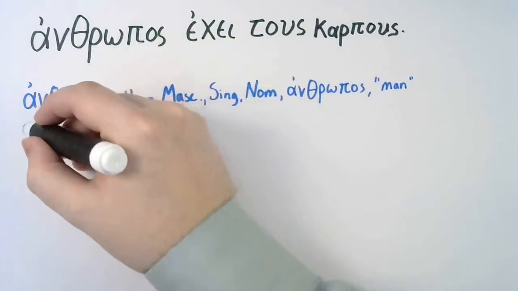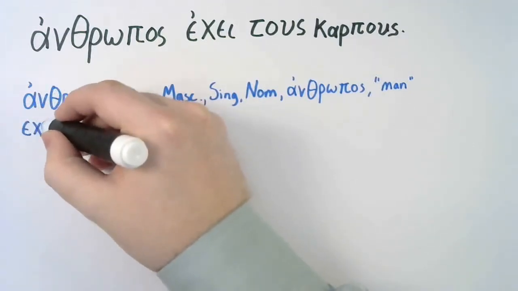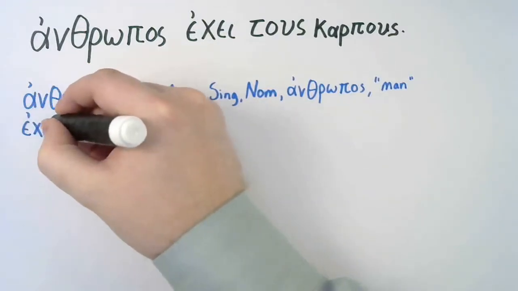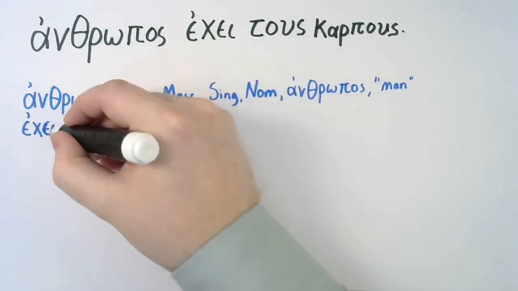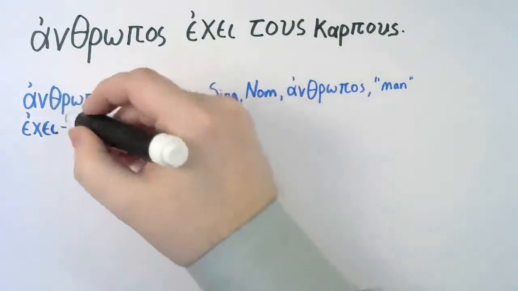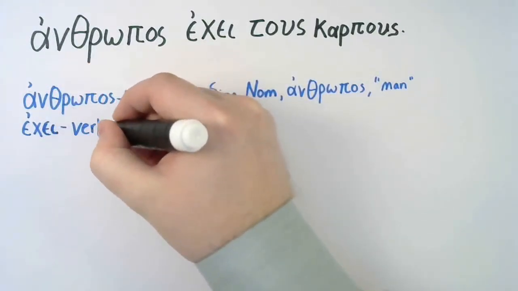We're going to parse it. Eke. Alright. Eke. What part of speech is eke? Eke is a verb.